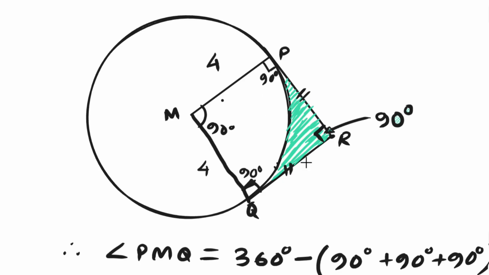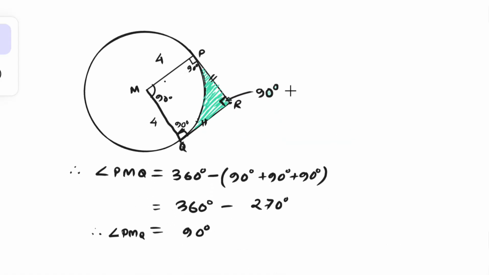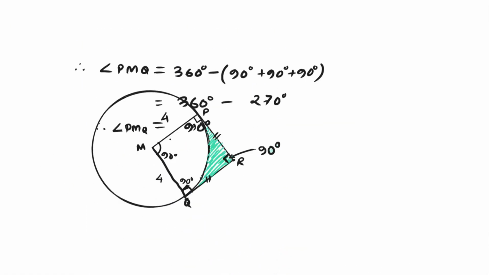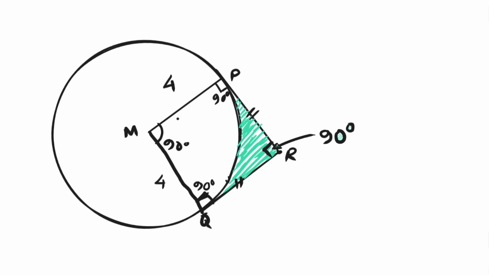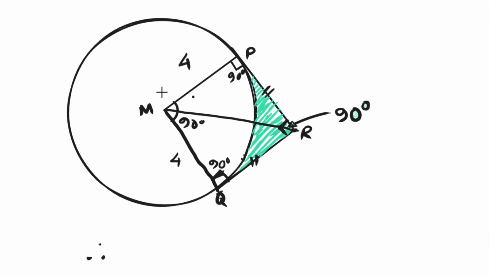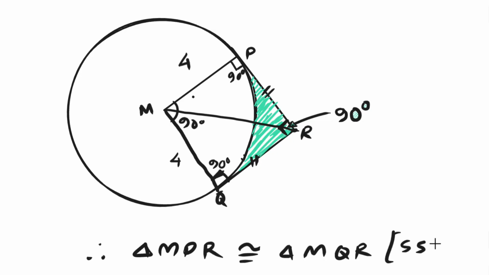Now notice that the shaded region is equal to the area of quadrilateral MPQR minus the area of sector PMQ. So our next goal is to find each of these areas separately. To help us do that, let's draw line segment MR. Now pay attention to what happens here. We know that PR equals QR because tangent segments from the same external point are equal. We also know that MP equals MQ because they are radii, and MR is a common side shared by both triangles. Therefore, triangle MPR is congruent to triangle MQR by the side-side-side congruence rule.